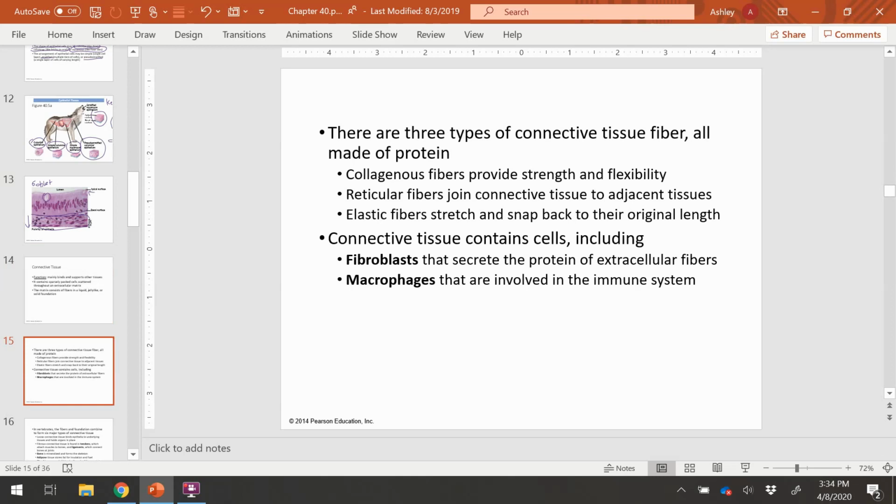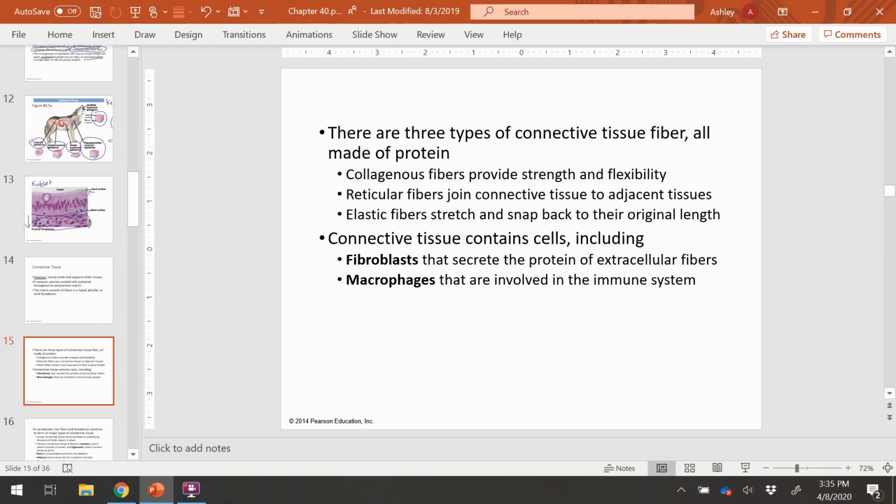And so there are 3 types of connective tissue fibers. They're all made up of protein. These are collagenous fibers, reticular fibers, and elastic fibers. And so those fibers are all providing different benefits, as the reticular fibers join connective tissue to other types of tissue. Collagenous fibers provide strength and flexibility, and elastic fibers stretch and snap back to their original length.